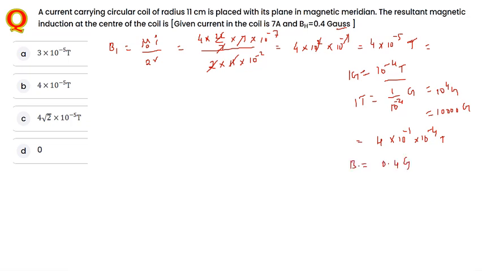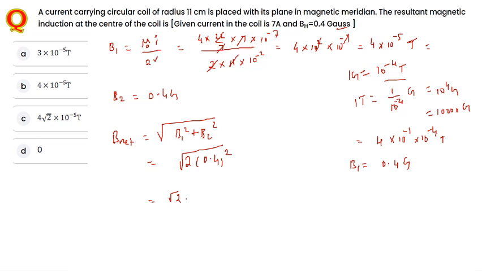That is about B1. The next one, B2, they have already given that value, the horizontal component, that is 0.4 gauss. From this you are going to find B net. The total magnetic induction at the center is the square root of B1 square plus B2 square. Both values are the same, 0.4 and 0.4, so that is 2 times 0.4 square, and take the root of this. So what you are going to have here is root 2 into 0.4 gauss.